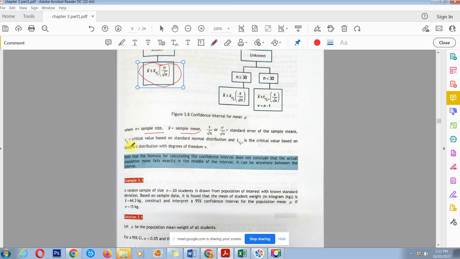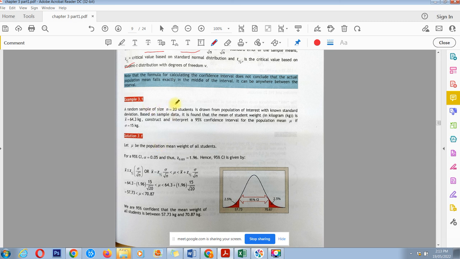Z alpha over 2 is the critical value based on the standard normal distribution, and t alpha over 2 is a critical value based on the t distribution with v degrees of freedom. Here they wrote student, but it should be t distribution. Alright, so next.